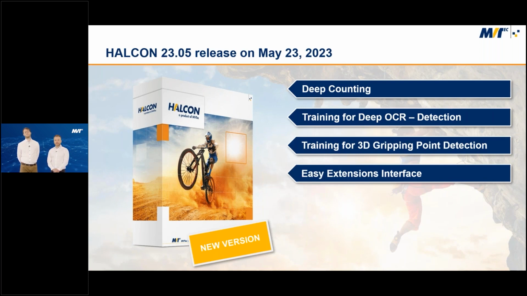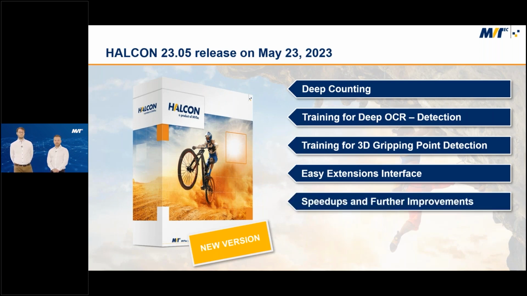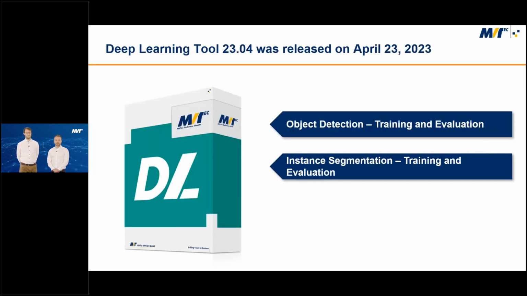And of course, there's no HALCON release without further speed-ups and improvements. But before we dive into all the details, let me inform you that we also released a new deep learning tool version, Deep Learning Tool 2304, and it now includes the object detection training and evaluation, as well as the instance segmentation training and evaluation. So for both methods, you can now do the whole workflow within the deep learning tool.